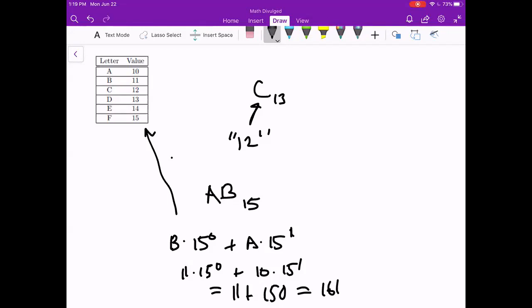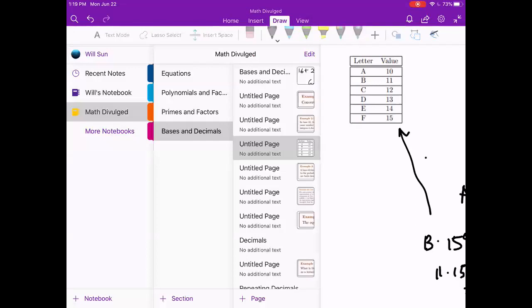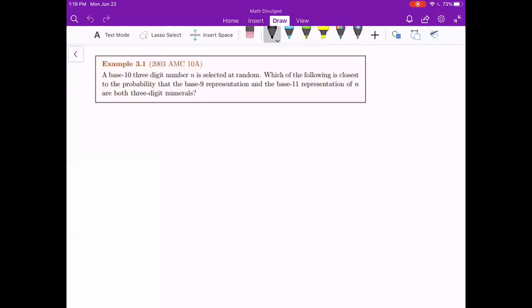So moving on, let's try a problem involving a base 11. This one doesn't quite use the letters yet, but let me read it out. A base 10 3-digit number N is selected at random. Which of the following is closest to the probability that the base 9 representation and the base 11 representation of N are both 3-digit numerals?